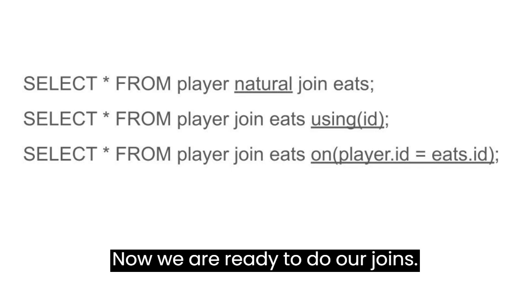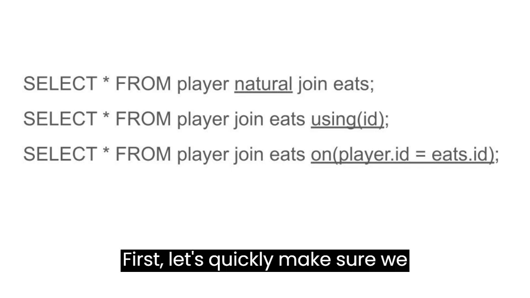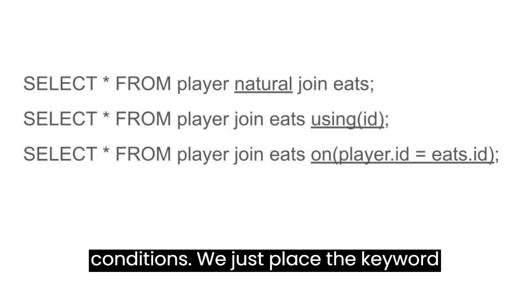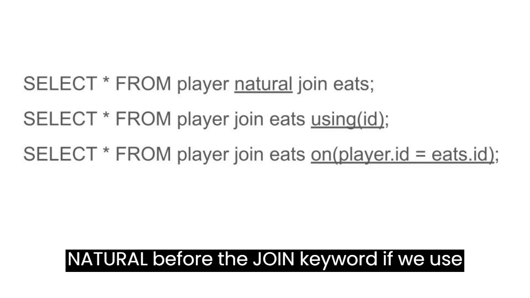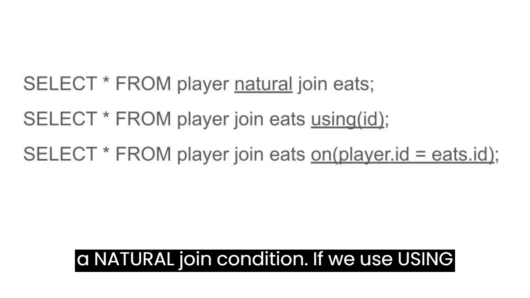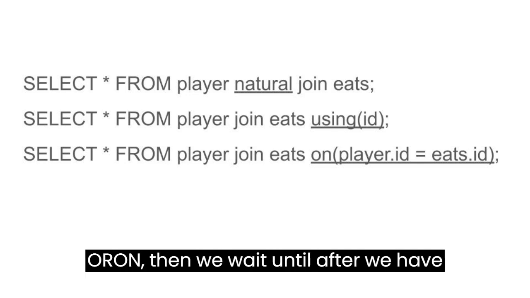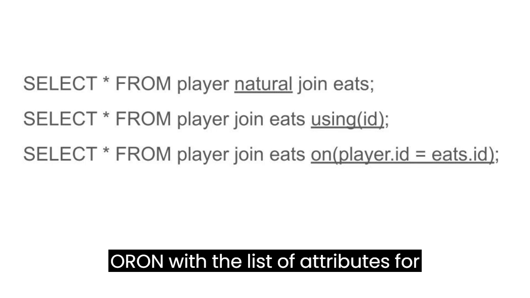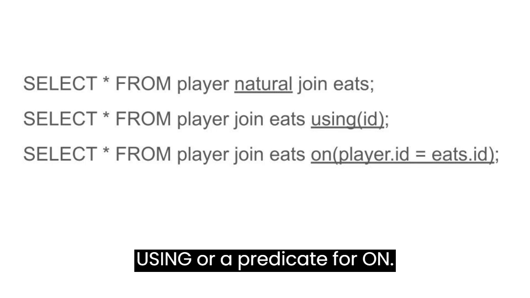Now, we are ready to do our joins. First, let's quickly make sure we understand the syntax of the join conditions. We just place the keyword natural before the join keyword if we use a natural join condition. If we use using or on, then we wait until after we have written our join, and then we write using or on with the list of attributes for using or a predicate for on.